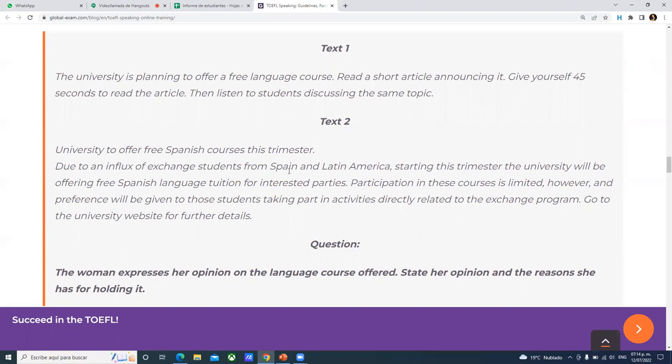Participation in these courses is limited. However, preference will be given to those students taking part in activities directly related to the exchange program. So go to the university website for further details.